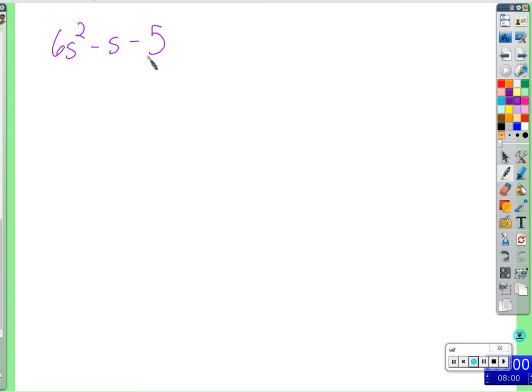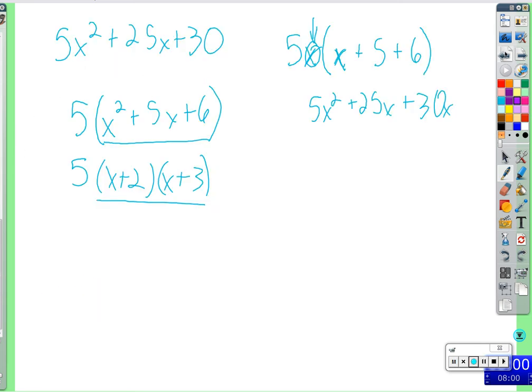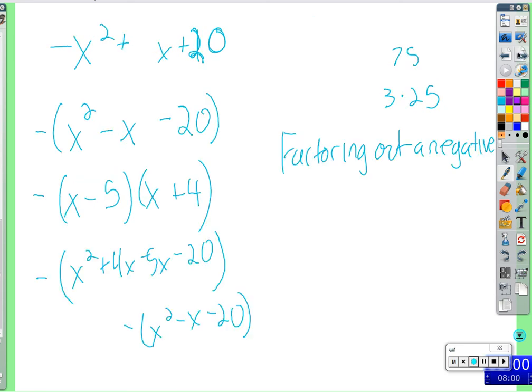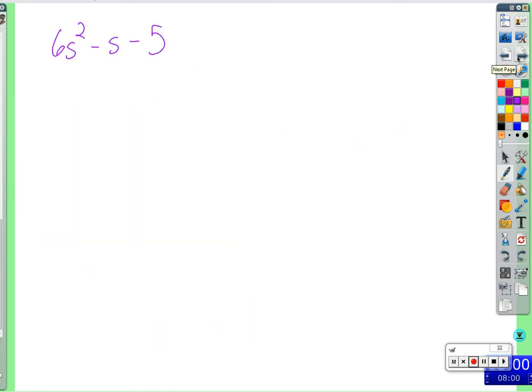Okay. Well, a couple of examples ago, what we did was factor it out, right? We factored out a 5 so that this was back to being a 1, and then we factored like normal. The problem with this one is that not all of them have a factor of 6, so that we can factor it out. They don't all have factors of 6. So what do we do about it?